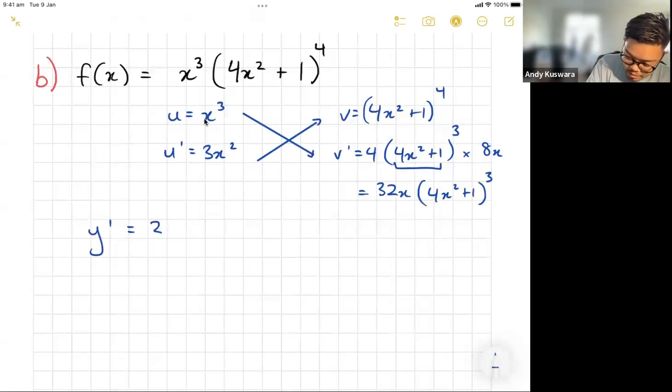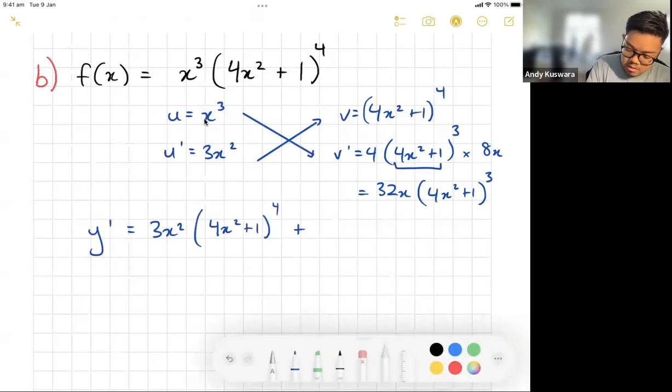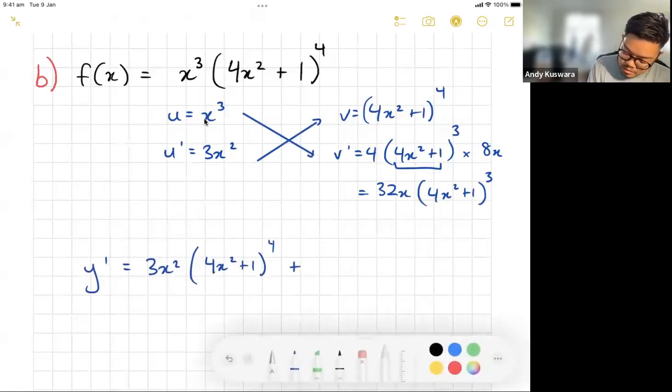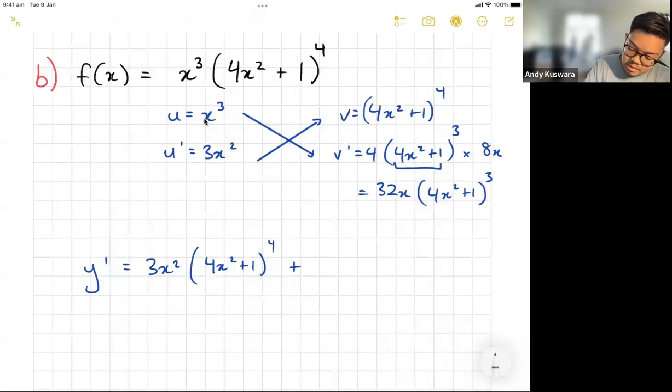So I'm just going to put it all together. 3x squared, bracket 4x squared plus 1 to the power of 4. Don't mind how messy it looks. Just brute force it because it is what it is. So there's my first term. And then my second term is going to be 32x times x cubed. So I'm just going to do it in one go: 32 times x to the power of 4. And then my bracket remains the same, (4x squared plus 1) to the power of 3.